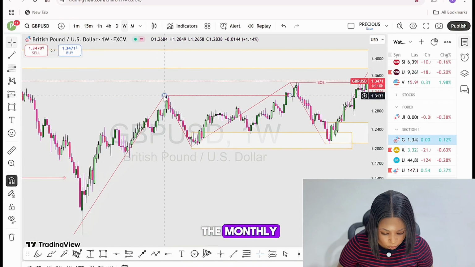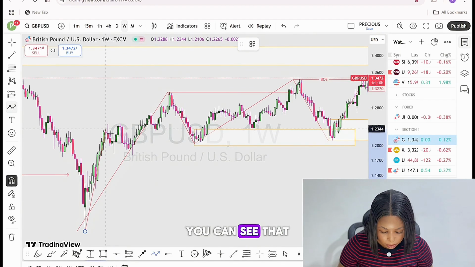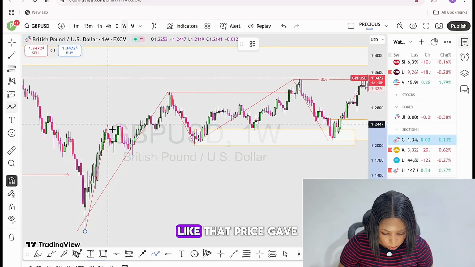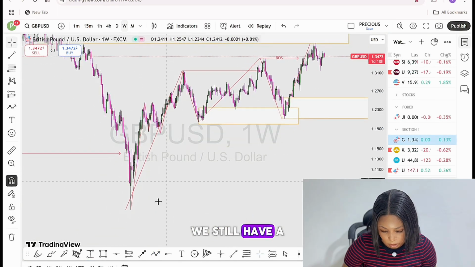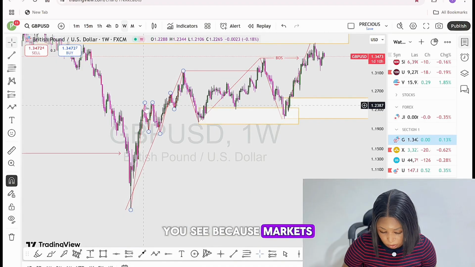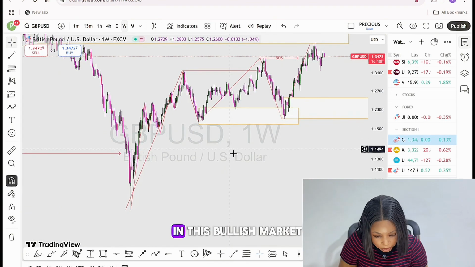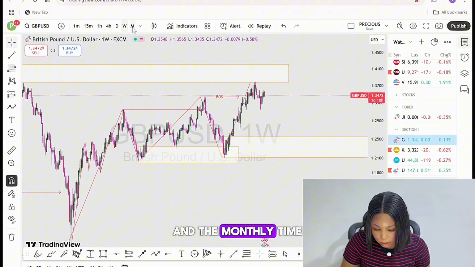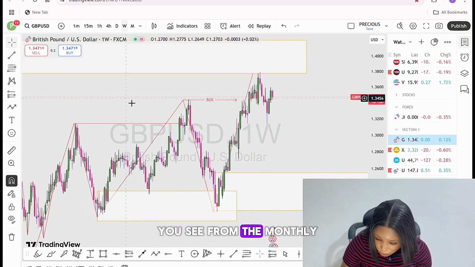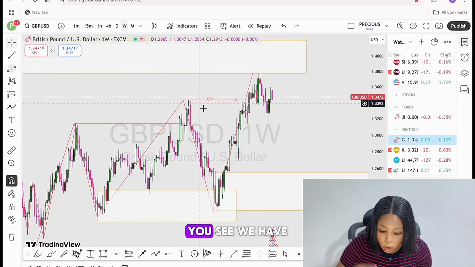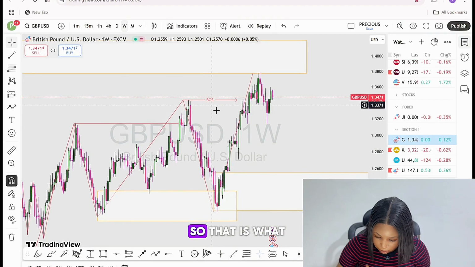On the monthly, now you can see we have structure. That means price didn't just move upward like that. Price gave structure before moving upward. We still have a sell opportunity, you see, because the market moved down, moved up again, moved down, moved up again. So there was a sell opportunity in this bullish market that we have here, and the monthly time frame aligns with the weekly time frame, telling us that the market has been bullish. You see, from the monthly we mark out this break of structure. On the weekly, you see, we have this break of structure at the same point we marked out the break of structure on our monthly time frame. So that is what we are looking at.